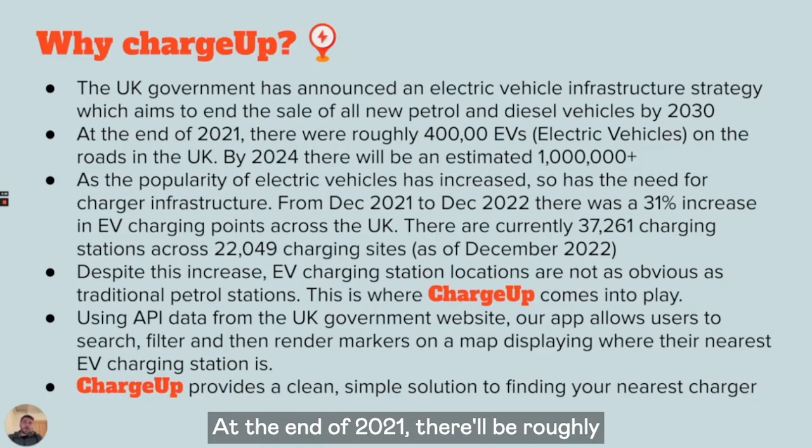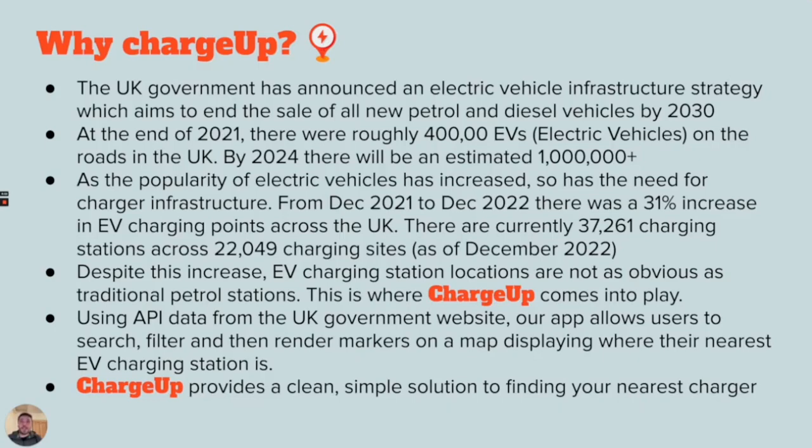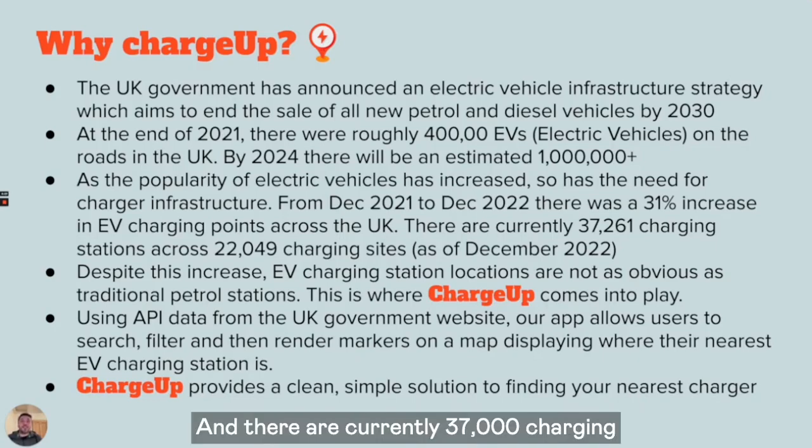At the end of 2021, there'll be roughly 400,000 EVs on the road in the UK alone, and by 2024, there'll be an estimated million plus. As the popularity of electric vehicles has increased, so has the need for charger infrastructure. From December 2021 to 2022, there's going to be a 31% increase in EV charging points across the UK, and there are currently 37,000 charging stations across 22,000 charging sites.